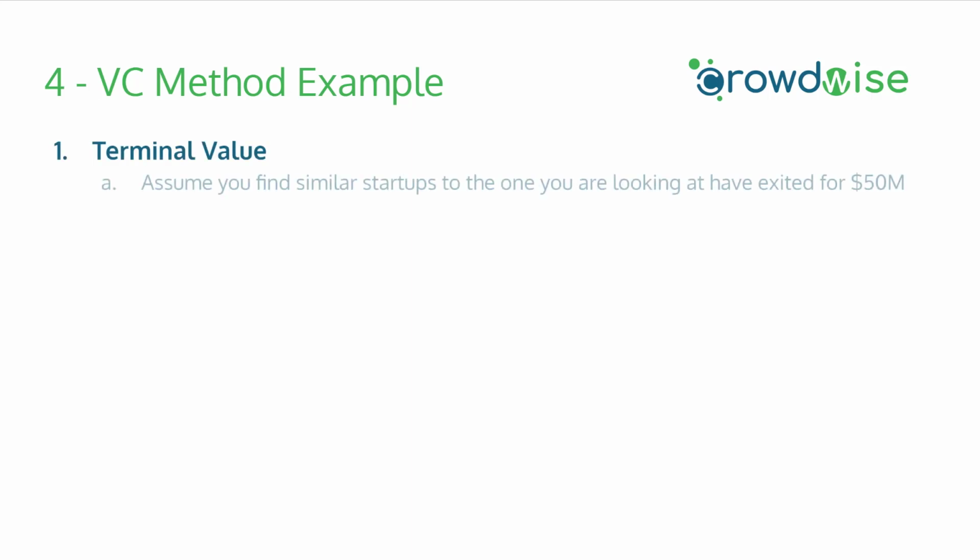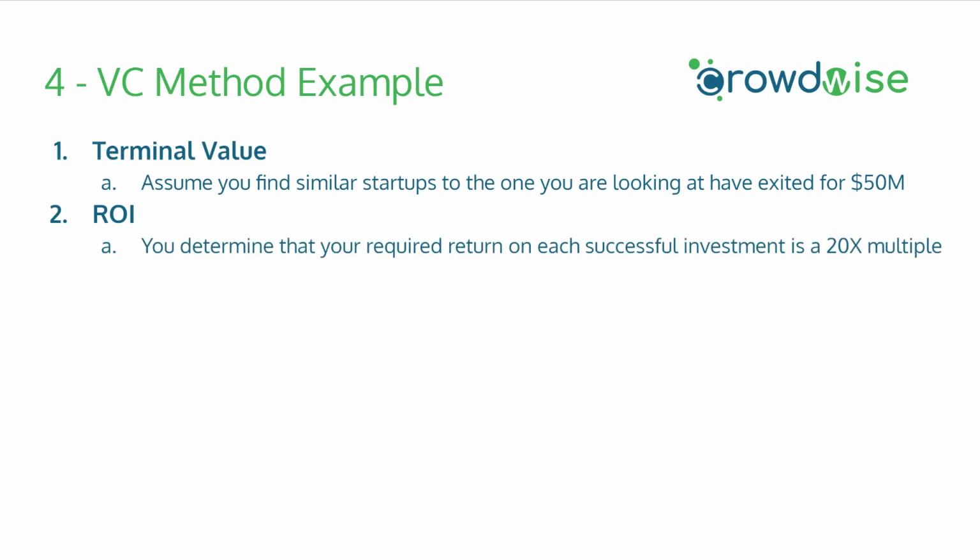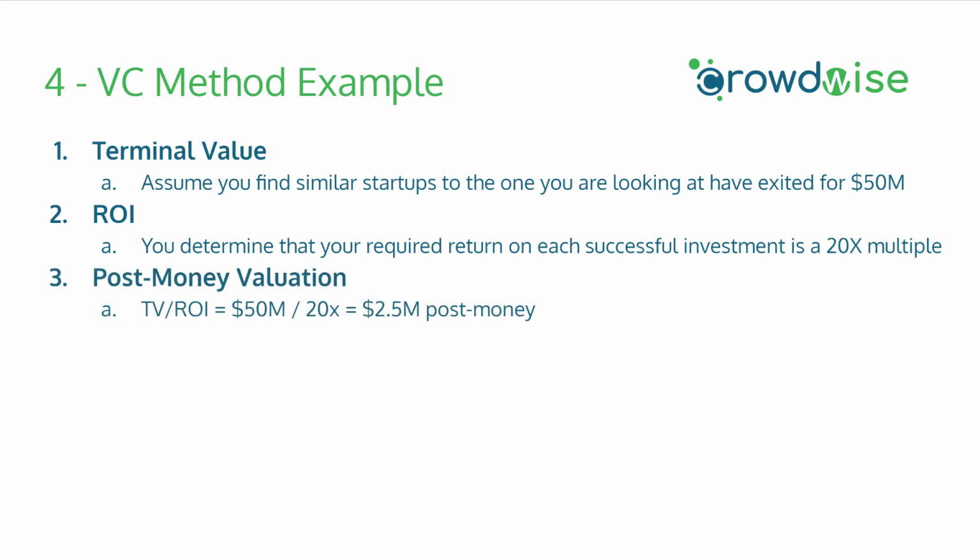First, terminal value. Let's assume you're looking at a startup and you see many other similar startups in similar industries have exits around $50 million. Next, return on investment. You determine after using our calculators that your required return on each successful investment has to be a 20x multiple in order to make your investment goals. Next, calculate the post-money valuation. That's simply terminal value divided by that exit multiple. So 50 million divided by 20 is a 2.5 million post-money valuation today.